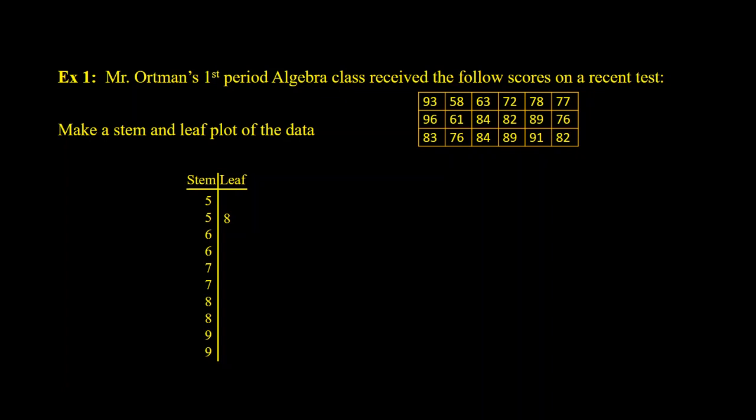In the 60s, for 60 to 64, I have a 61 and a 63, so my leaf will be a 1 and a 3. I always want to put these in order, so from smallest to greatest. So from 65 to 69, I won't have any values. From 70 to 74, I have that 72 in there, so I'll have a 2 for the leaf. For 75 to 79, I'll have 76, 76, 77, 78, so I'll have a 6, 6, 7, and 8. And I'll keep doing that for the 80s and the 90s.